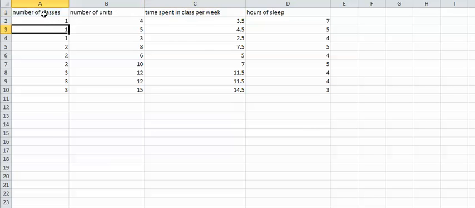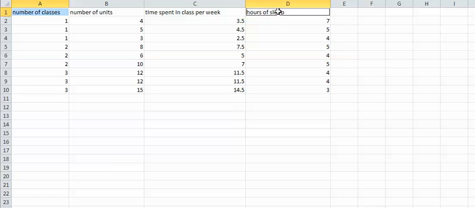But number of classes and hours of sleep have a negative correlation in this data set, because as the number of classes is going up, the hours of sleep is going down. We can see that the people who are taking only one class are getting the most sleep. The people who are taking two classes are getting less sleep. And the people who are taking three classes are getting even less sleep. So as this is going up, this is going down. They're going in opposite directions, which would mean that these two are negatively correlated.